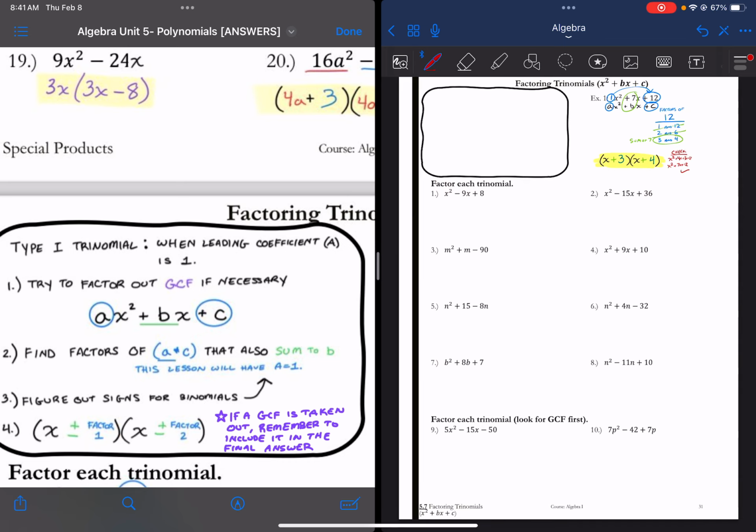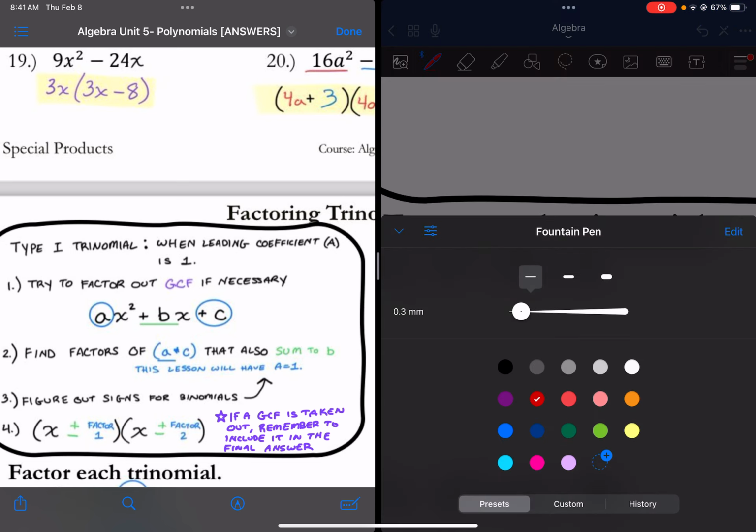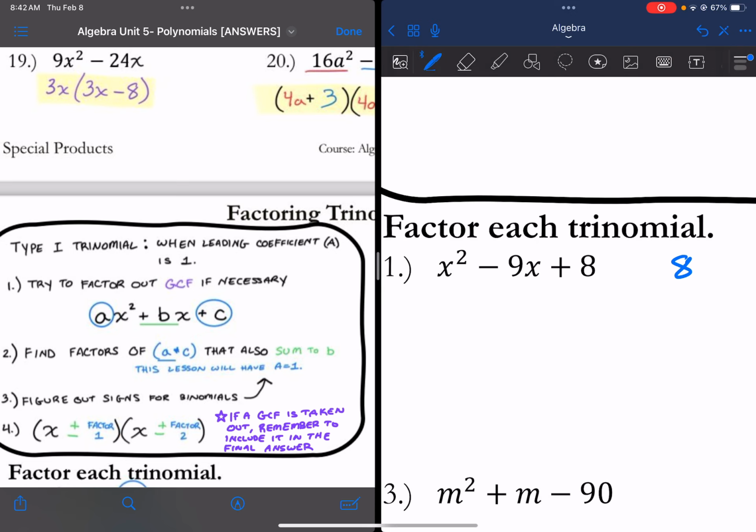Let's try. I want you guys to try number 1 below. A times c is 8. Factors of 8, we have 1 and 8, 2 and 4. Now, if you start looking at this, when you need to sum to a larger number, usually you're going to go with the factors that are further apart. If the number is smaller, you want to go to the numbers that are closer together.